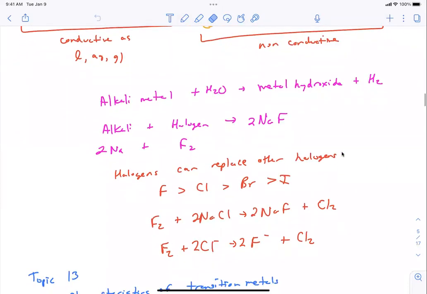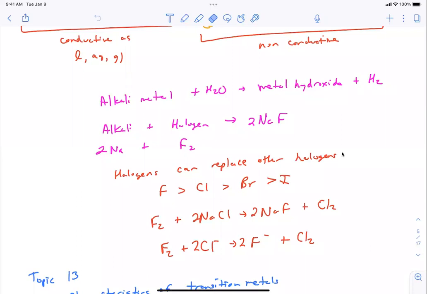Oh, sorry. This is Daphne's question, the next part here. So alkali metals react with water to make metal hydroxide and hydrogen gas. Alkalis and halogens form the salt through synthesis. And halogens can replace other halogens, where F is the most reactive and I is the least reactive. So if F is by itself, it will displace Cl in the reaction, F will displace everything, and I will displace nothing. Okay? And you can write it one of two ways.